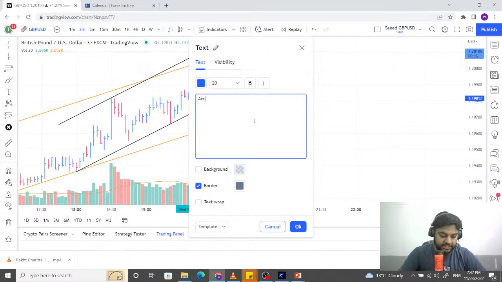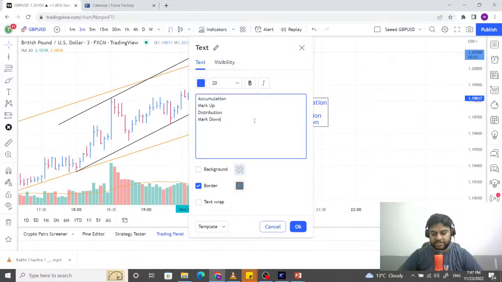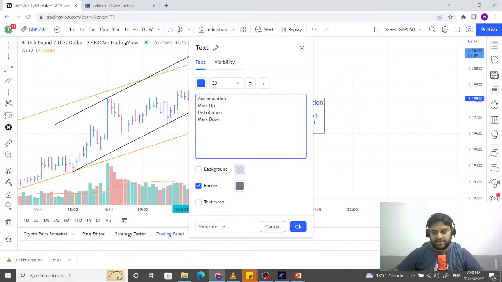So accumulation, how do you write accumulation? Accumulation, then you have markup, then you have distribution, and then you have what? Markdown. These 4 stages. All right, so I will give you a tip about that. Now, how do you remember these 4 stages of the market?